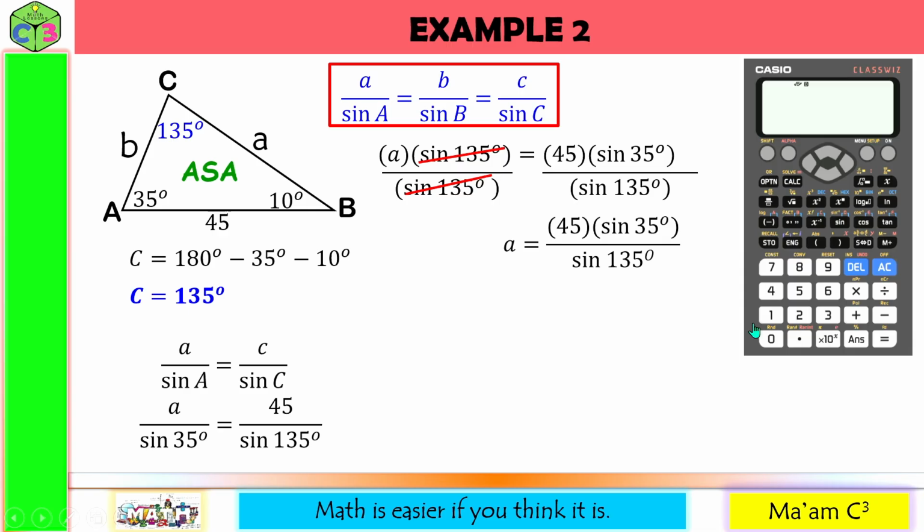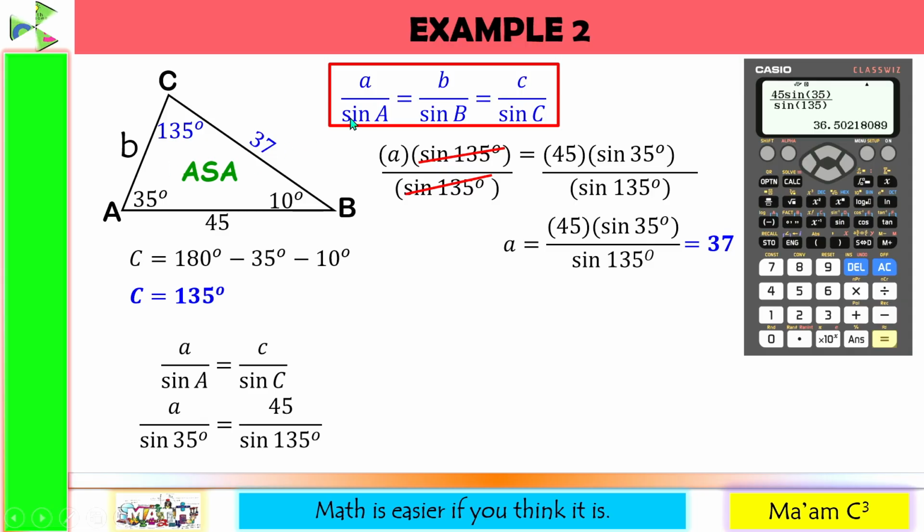Let us compute for that. So I have 45 times the sine of 35 divided by the sine of 135. And this is equal to 36.50218089. The side is in whole number, so I'm just rounding this off to a whole number, and this is equal to 37. So let me label side A 37. Next, let us solve for side B.